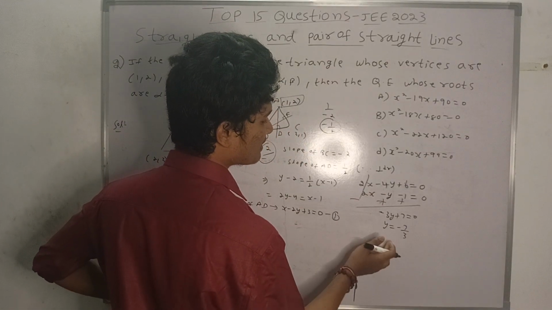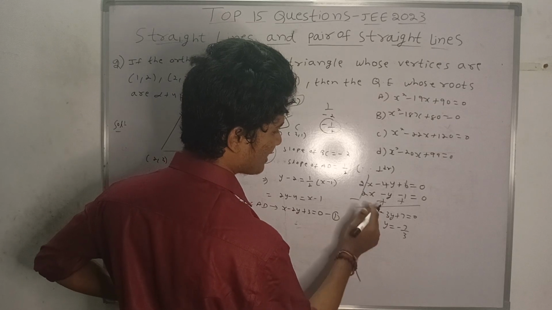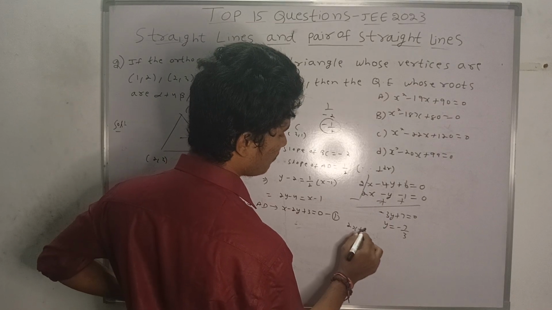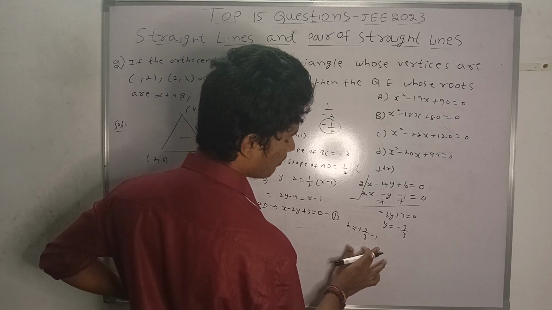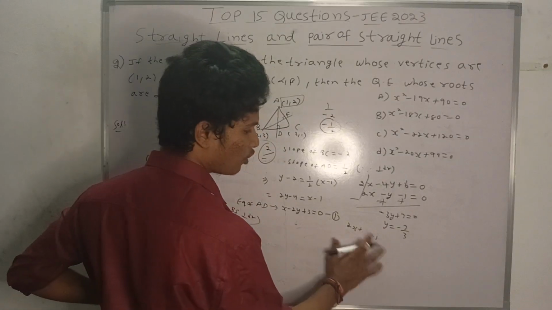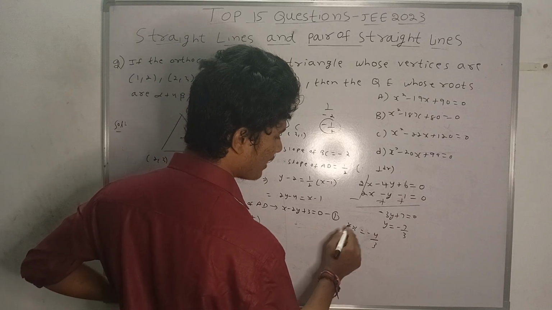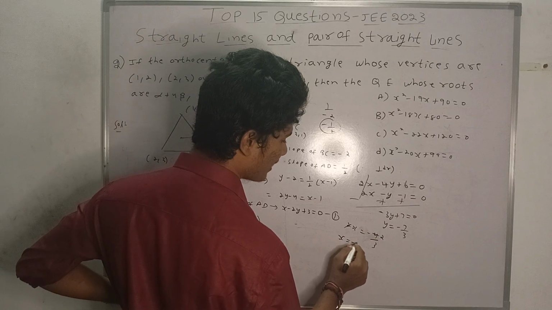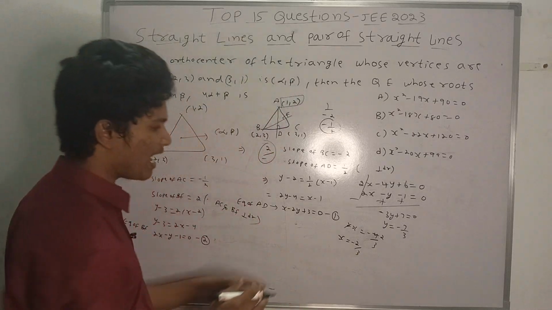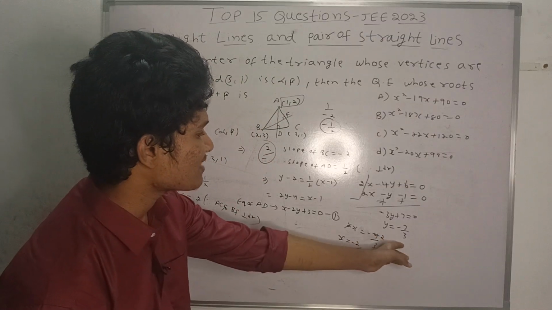And now substituting y equal to minus 7 by 3 in the second equation, I will get 2x plus 7 by 3 minus 1. So 7 by 3 minus 1 is 4 by 3. If I shift 4 by 3 to the right side, it is minus 4 by 3. And 2 cancels, that is x equal to minus 2 by 3. So I got x equal to minus 2 by 3 and y equal to minus 7 by 3.